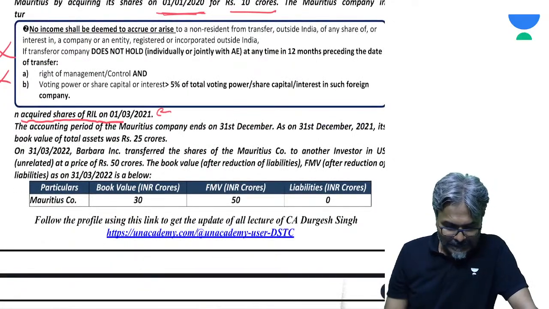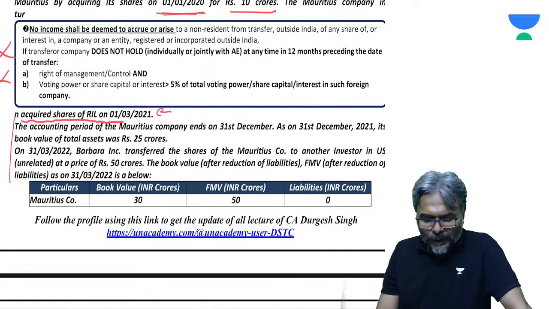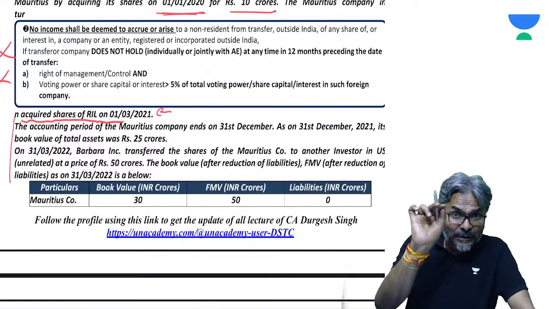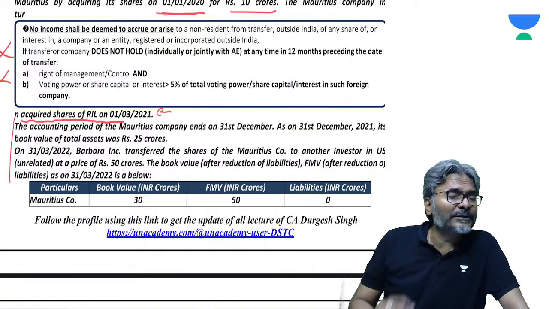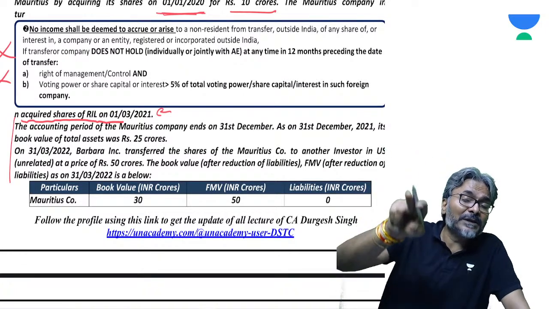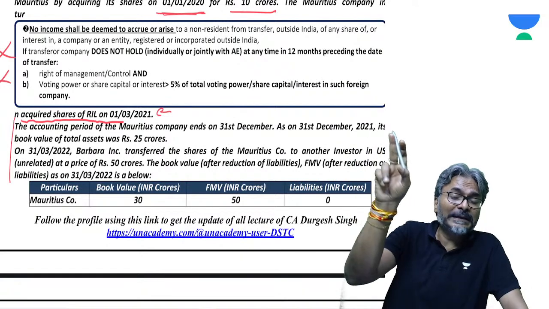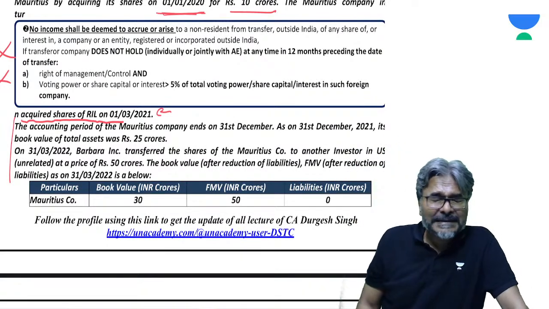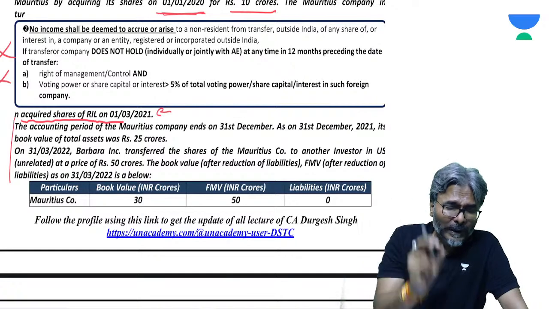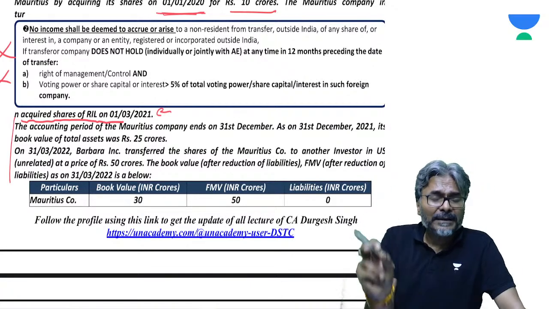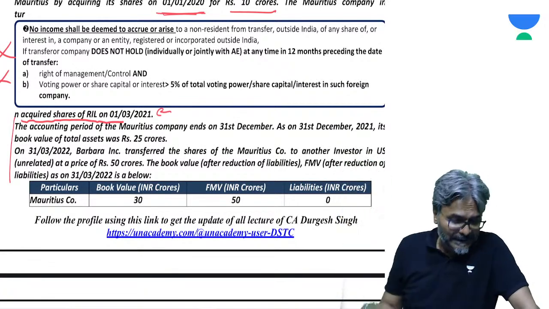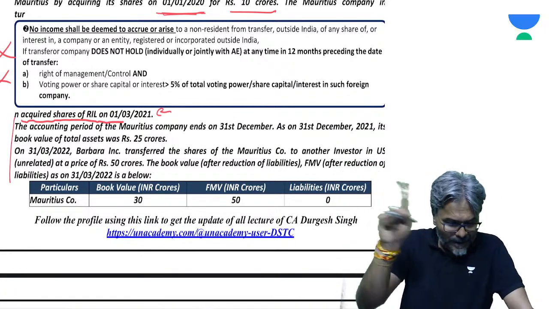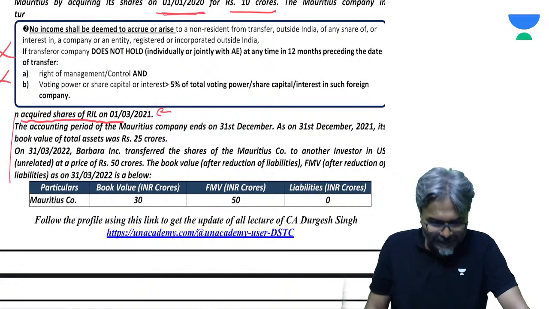After that, students, the accounting period of the Mauritius company ends on 31st of March. Why has the accounting period been mentioned to you? Because I just told you the substantial condition that has to be tested requires two things. One is when the substantial condition has to be tested, and second is how the substantial condition has to be tested. So when and how, these are the two things, students, that we need to consider.